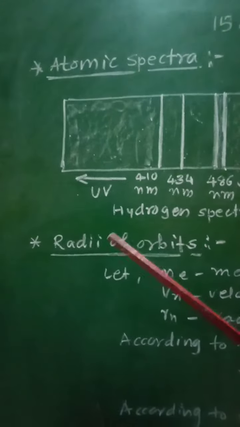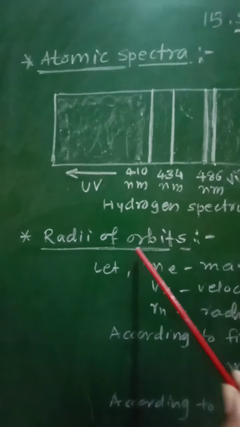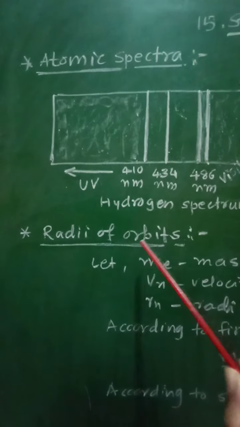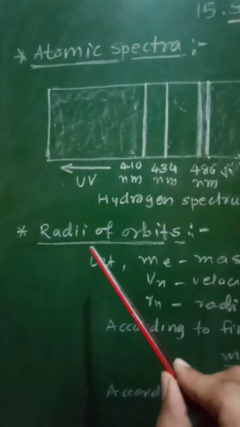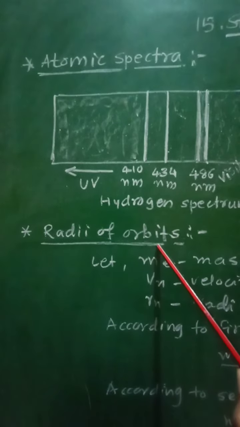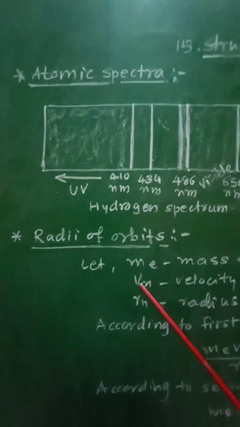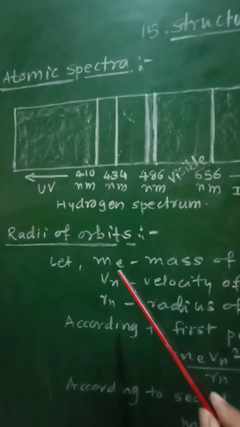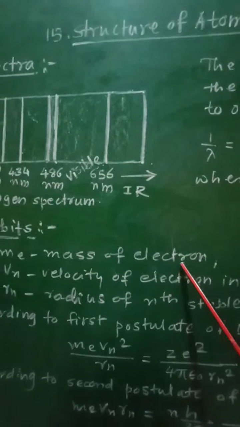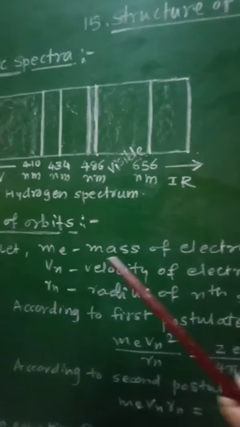Now let us see the next point, that is radii of orbits. We will have to obtain the expression for the radius of orbit of the revolving electron. In order to obtain this relation, let us consider some terms. Let me represent the mass of an electron.